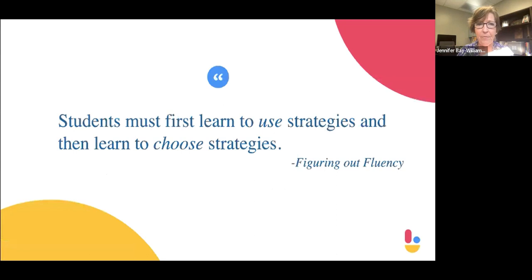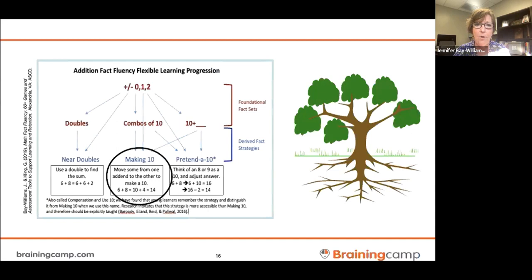Well, for us to be able to, again, raise fluent students, the beginning is having them feel comfortable with the strategies. So we first teach them to use a strategy. I find that focused strategy instruction is critical to their eventual fluency where they're choosing the strategies. So what does that look like? Well, for make 10, we're gonna see how make 10 grows. That's what we're gonna do.